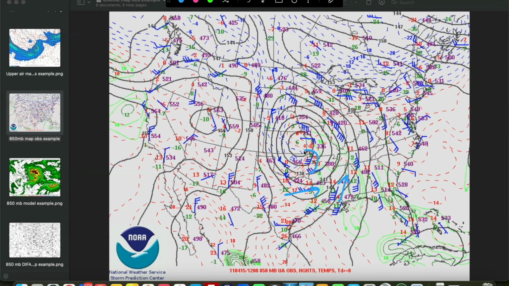We also notice that our isotherms are packed very tightly together across eastern Oklahoma into North Texas, and as we said, those tend to be packed on the cold side of frontal boundaries aloft. So we can fairly confidently draw in our frontal boundary somewhere in this vicinity here. Now, as we said, fronts slope back into the cold air as you go up in the atmosphere, so the location of the front at 850 millibars is often behind the location of the surface front.